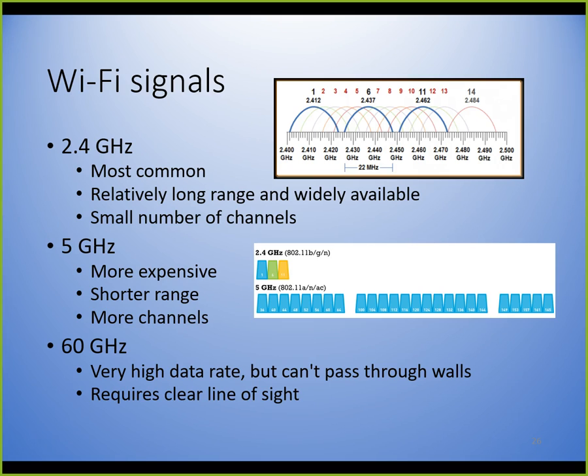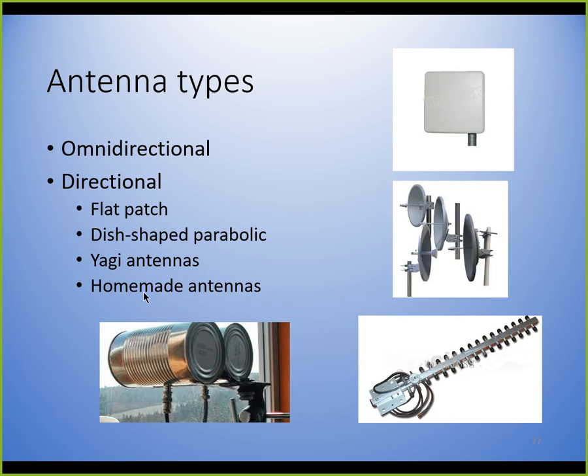When we got to 802.11n, it could use both of these, and then 802.11ac, the new one, only uses the 5 gig. The 2.4 is going to have a longer range. Generally in wireless, the higher the frequency, the shorter the range. And then the 60 gig, the new development, very high, requires a clear line of sight, can't pass through walls, but it does have a very, very high data rate.